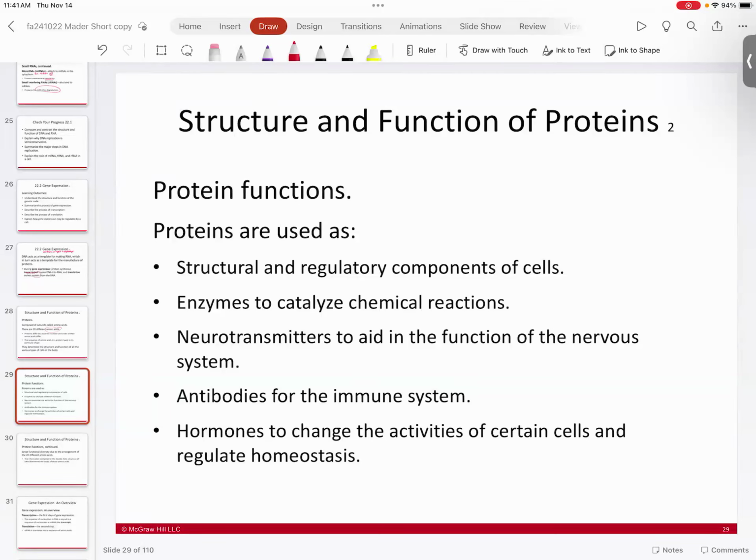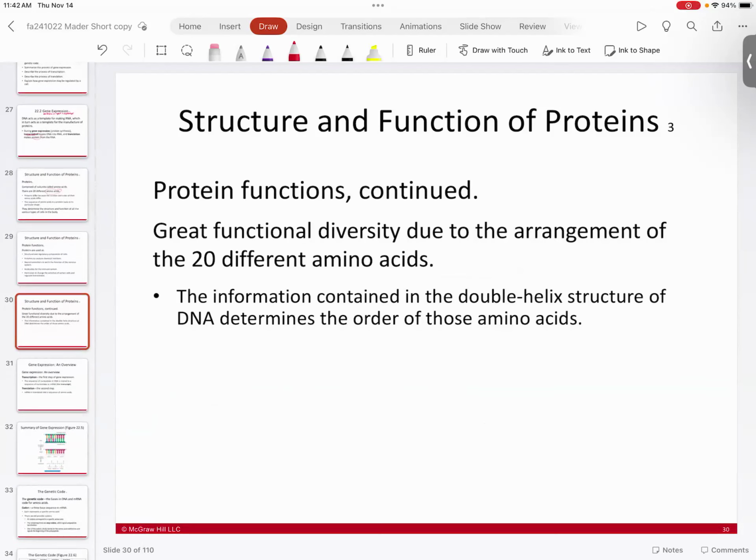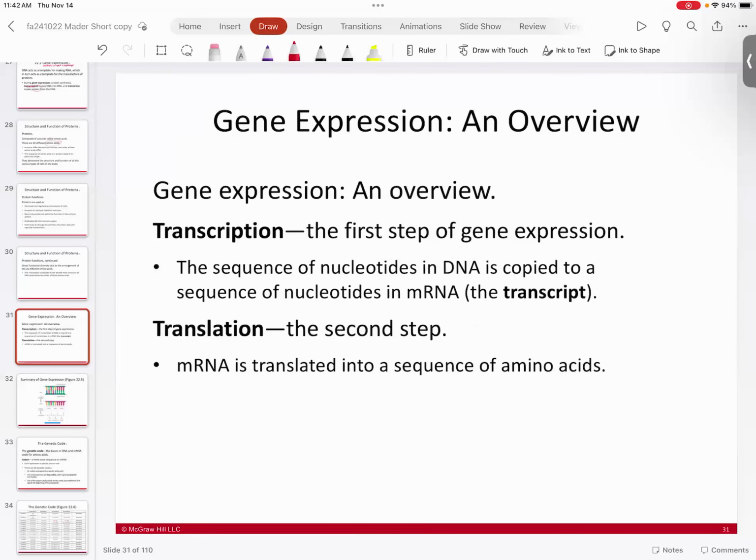And so you have different types of proteins. So you basically have structural proteins, you have regulatory proteins, you have enzymes, which are catalytic proteins, neurotransmitters can be proteins, antibodies are proteins, hormones can be proteins, for instance. So you have a lot of different functions of these proteins. There's a lot of diversity. And that's because you've got a lot of different ways that you can arrange these 20 different amino acids, different sequences by which you can select them. And all that information is housed in the DNA itself.